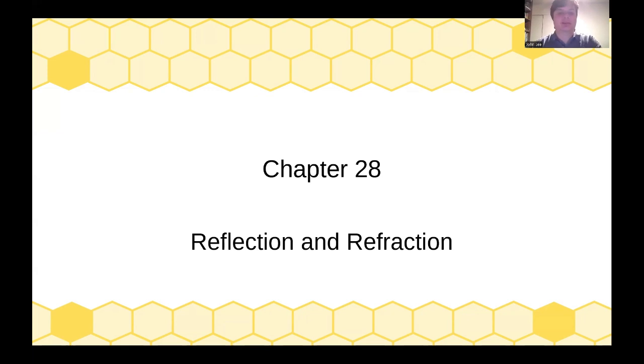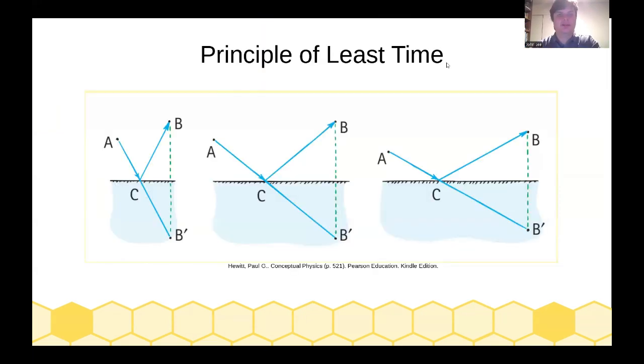For chapter 28, we're going to talk about reflection and refraction. The principle that dictates reflection and refraction is the principle of least time. That is, a beam of light will take the least amount of time to get to one place as it possibly can. So a beam that is just going through air is going to travel in a straight line.